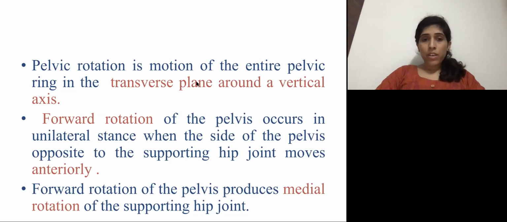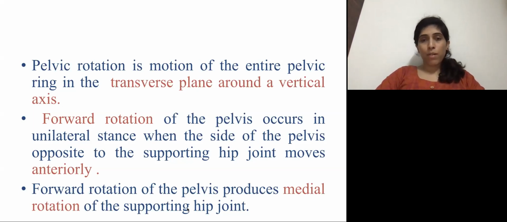So, whenever the forward rotation of the pelvis occurs in the unilateral stance, the side of the pelvis opposite to the supporting hip joint will move anteriorly. So the non-weight bearing hip will go for the forward rotation. Okay, so forward rotation of the pelvis produces the medial rotation of the supporting hip joint.